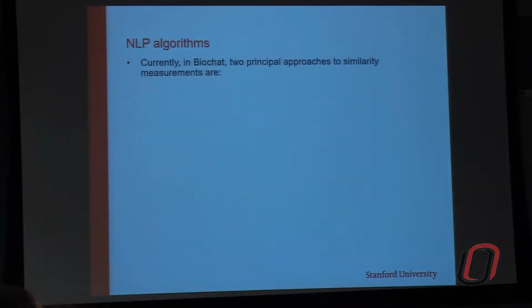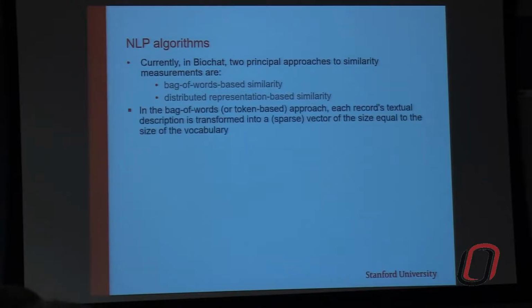Kind of getting a little heads up on the NLP algorithms. Currently in Biochat, there's basically two principal approaches that we use. One is a bag-of-words-based similarity, which I'm sure many of you are very well familiar with. The other one is distributed representation-based similarity, which also is a very common technique. But just to quickly go through this, we're not going to focus too much on these next few slides. Just want to get the basics out of the way so that everything else makes sense.